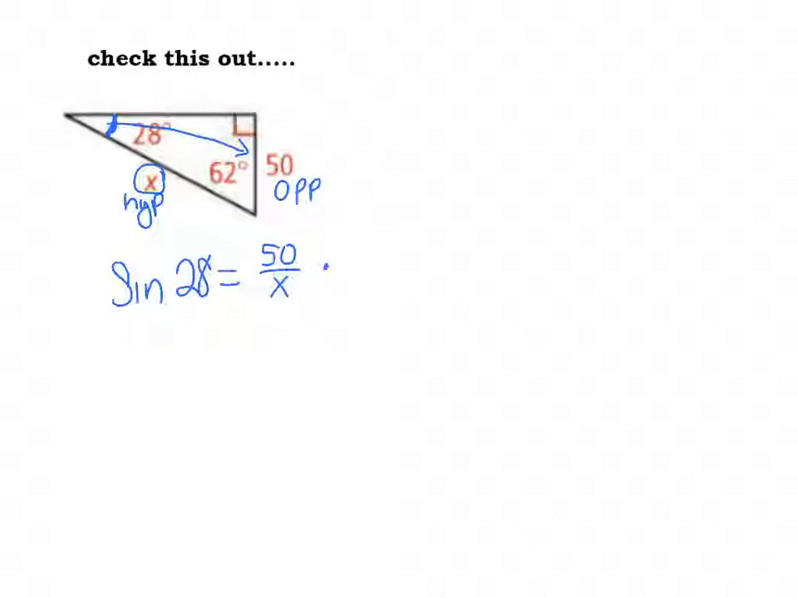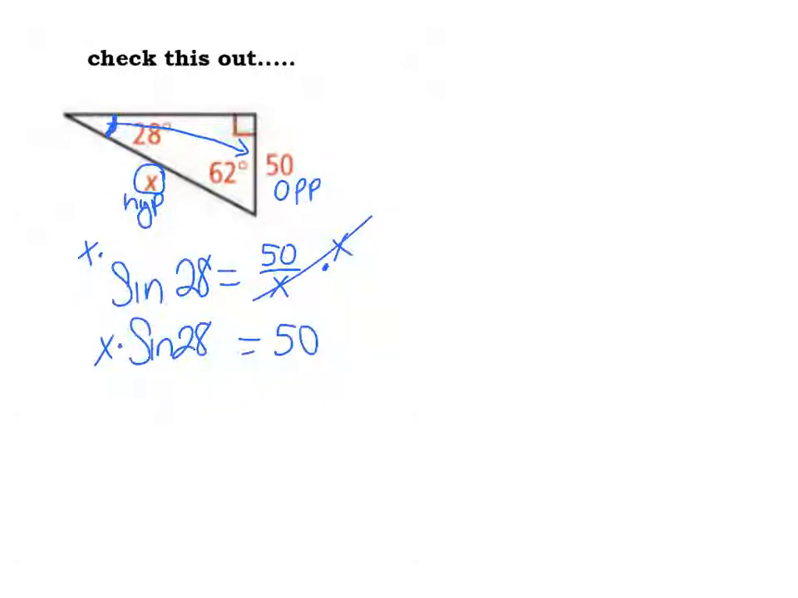So what I have to multiply this time is I have to multiply by x. You always multiply by what you're dividing by. So I'm going to multiply both sides by x. It just cancels out over here, so I just get my 50. And on this side I have x times the sine of 28.